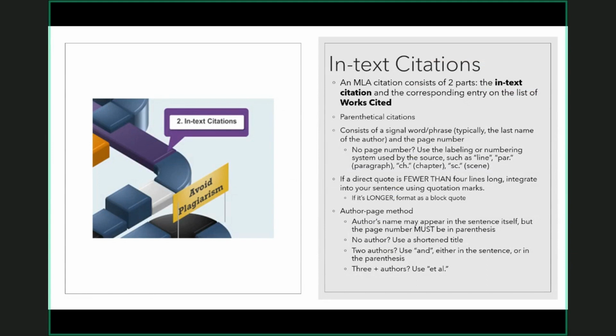Here's a little bit more information to guide your in-text citations. MLA uses parenthetical citations like APA. It will often include a signal word or phrase, typically the author's last name, but sometimes it could be a part of the title or a description of the work. And an indicator, which is most often the page number, but it could also be a line number, a paragraph, a chapter, maybe a scene.